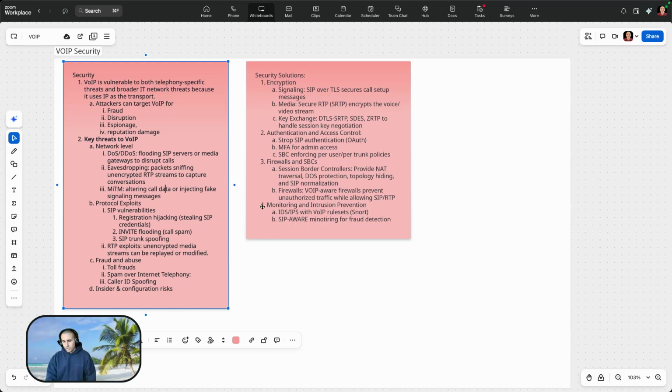These things are the foundation of how we secure our VoIP data. So with that, I think I'll stop here. In the next one, we'll talk about maybe some examples. So thank you.